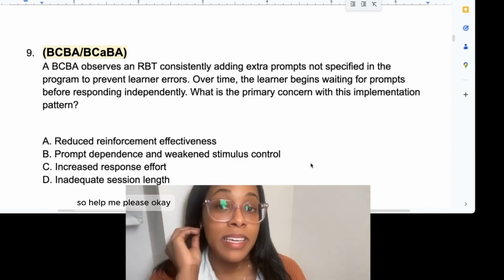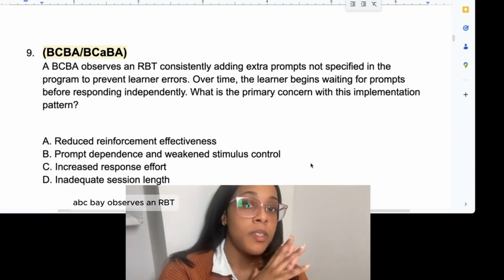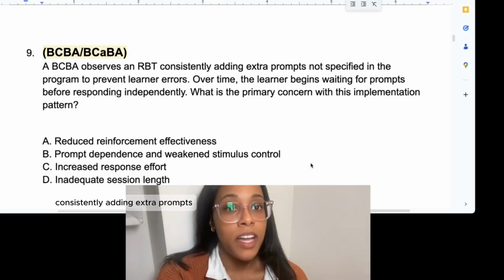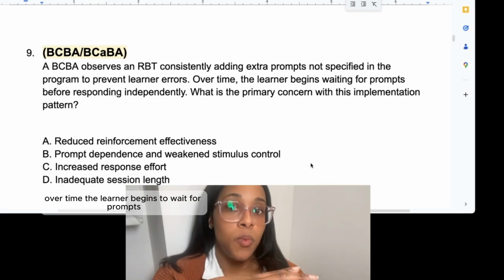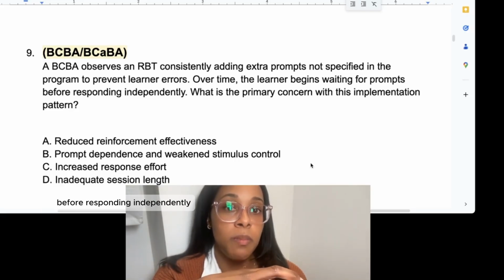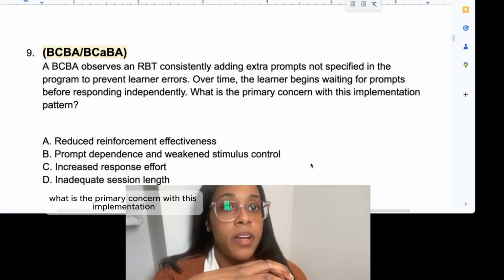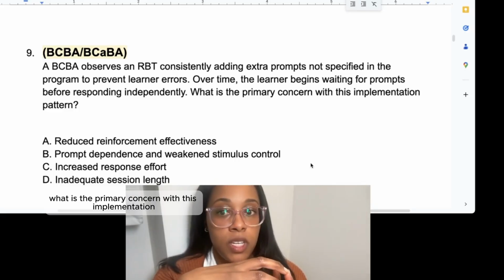Okay, a BCBA observes an RBT consistently adding extra prompts not specified in the program to prevent learner errors. Over time, the learner begins to wait for prompts before responding independently. What is the primary concern with this implementation pattern?